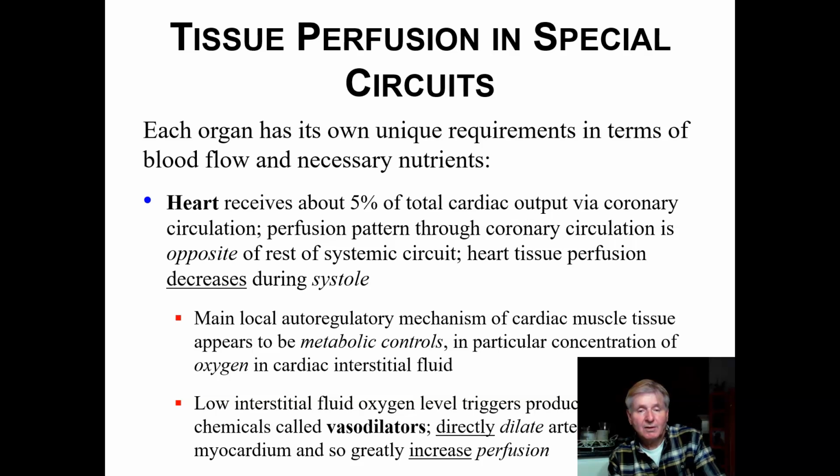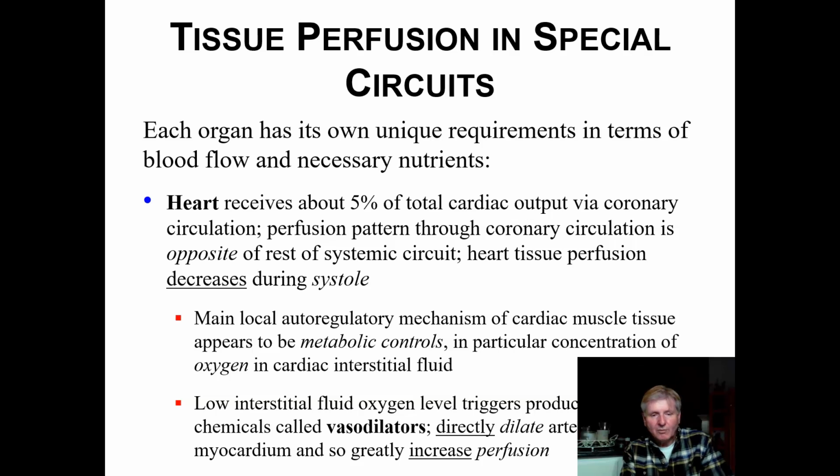So if you look at this, each organ has its own unique requirements in terms of blood flow and necessary nutrients. The heart receives about 5% of your total cardiac output from the coronary circulation. But the perfusion pattern through your coronary circulation is the opposite of the rest of the systemic circuit. Your heart tissue perfusion will decrease during systole, which is the opposite of most of the other organs.